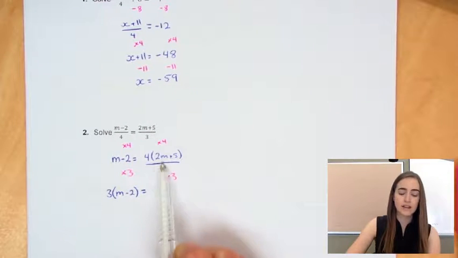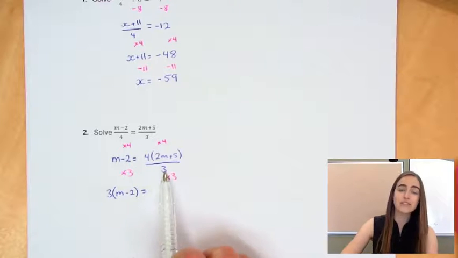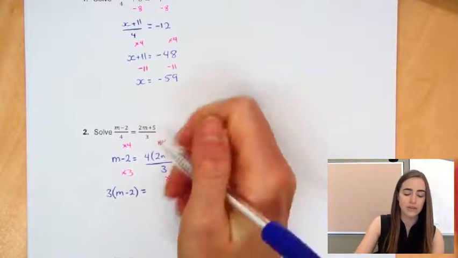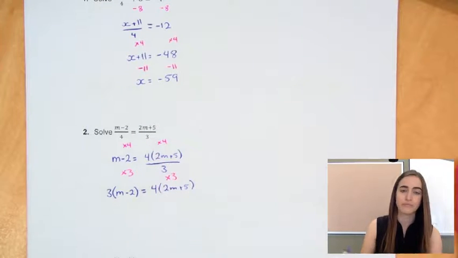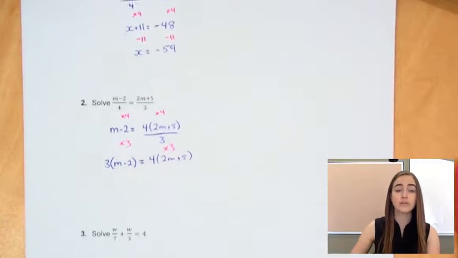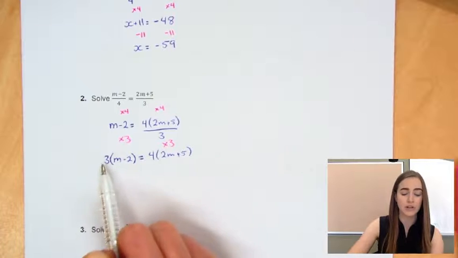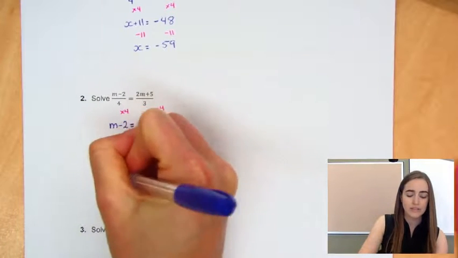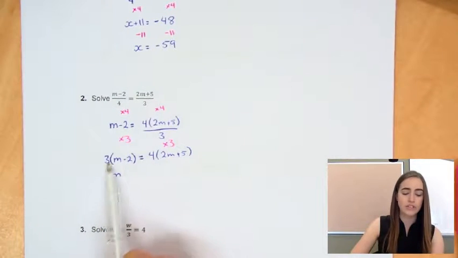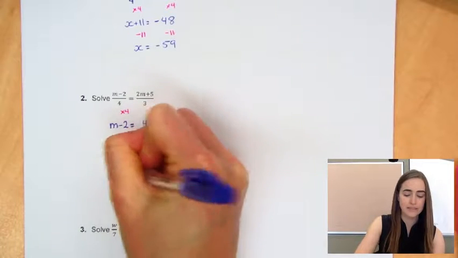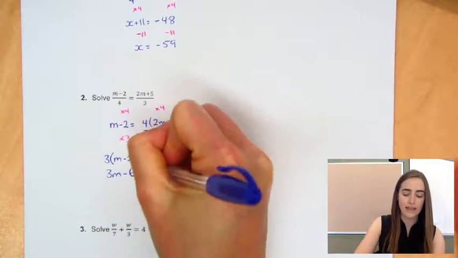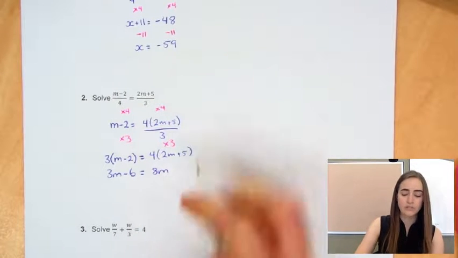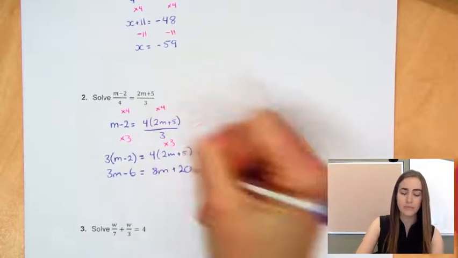And over on the right hand side, because that times 3 is getting rid of our denominator, that's just going to leave us with that 4 outside of 2m plus 5. So now we can go through and expand all our brackets out. So we're going to go 3 times m gives us 3m, and 3 times minus 2 would give us minus 6. And then expand the other side, so 4 times 2m is 8m, and 4 times 5 is 20.